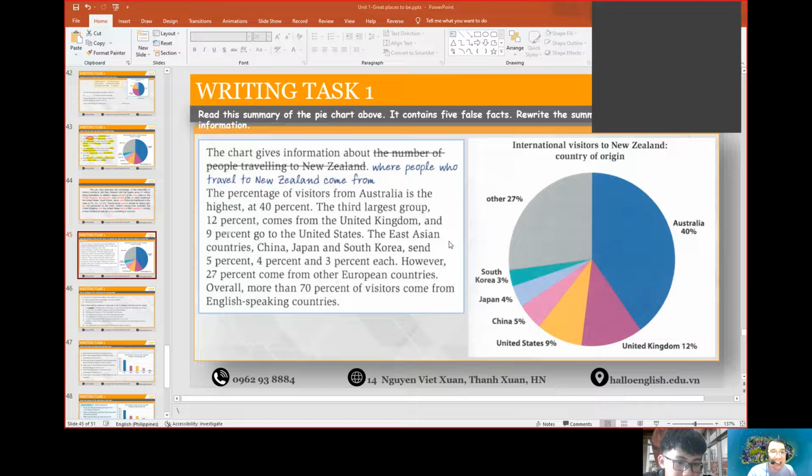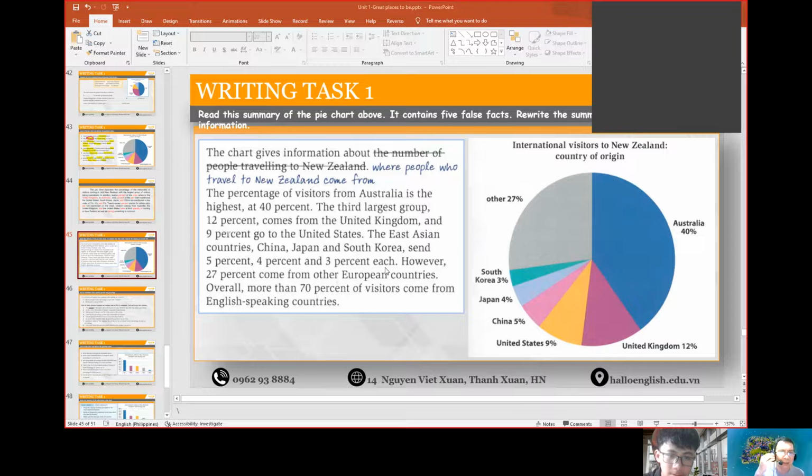Next, the East Asian countries, China, Japan, and South Korea send 5%, 4%, and 3% each. So what would be the correction here? The East Asian countries, that's correct because we are talking about three countries of East Asia. Those were China, Japan, and South Korea send 5%. That's correct. 4% from Japan, and 3% each.